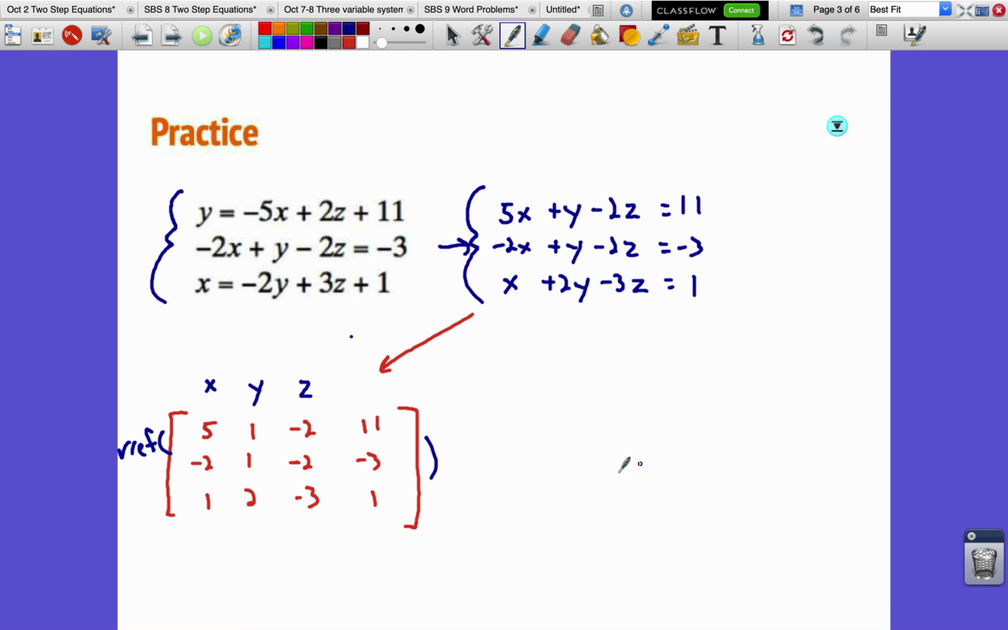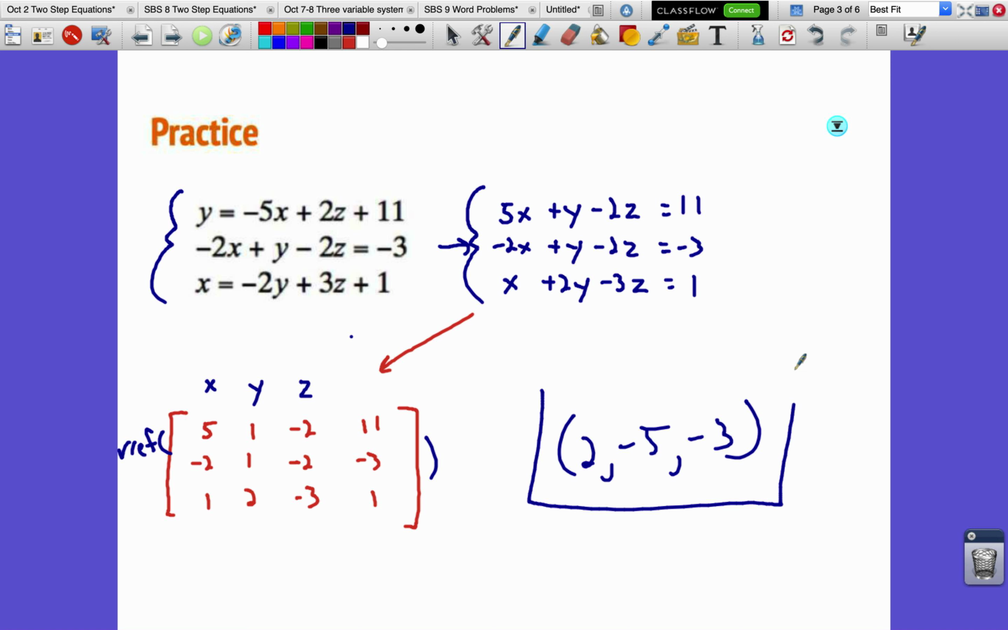Let's just write that down. 2, negative 5, negative 3. We can put some parentheses around it, make it an ordered triplet. And that is the point where the solution planes for these three all intersect.